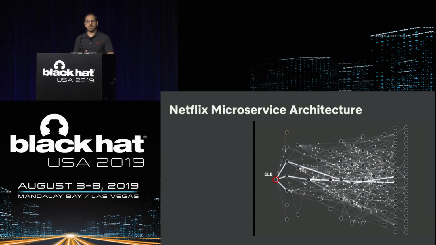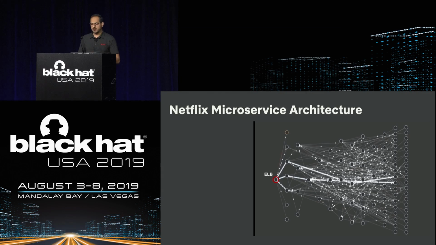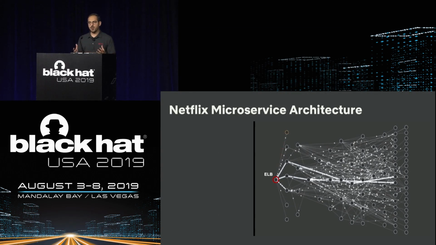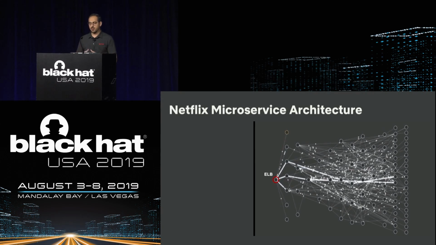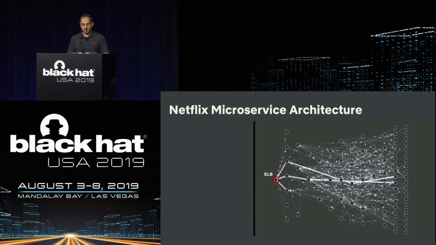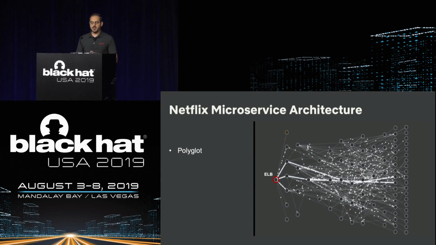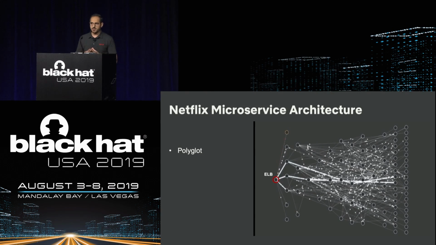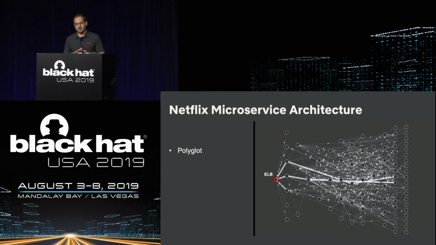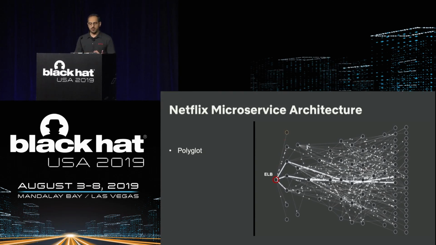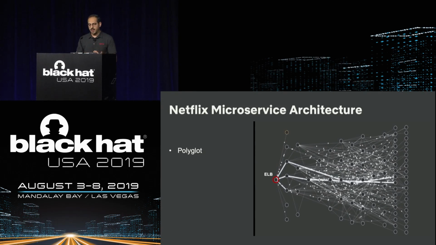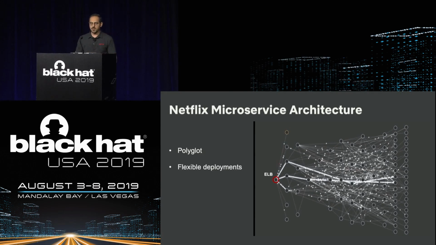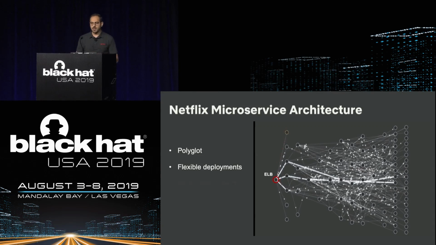Netflix has a microservice architecture, which means large software projects are broken down into components or modules, and those modules are built in different languages. We use polyglot. Also, Netflix has a freedom and responsibility culture, which means that every team can pick their own tooling, their own language, and their own release cycle as well. It also means flexible deployments for us. And it works very well in the cloud.